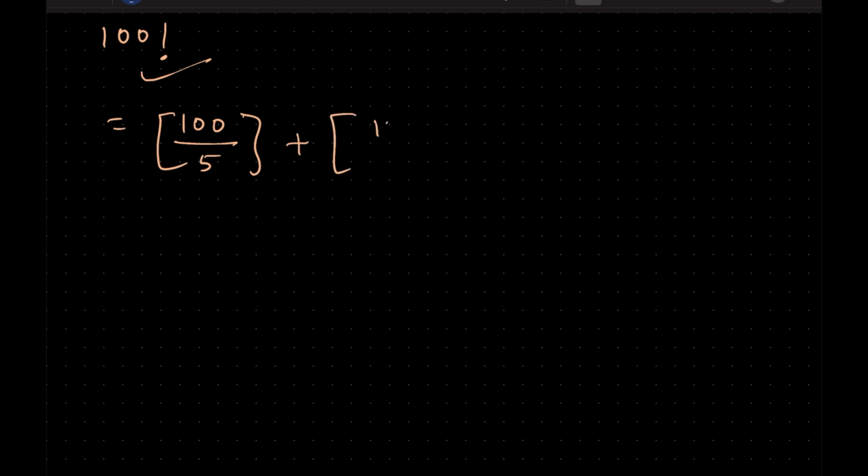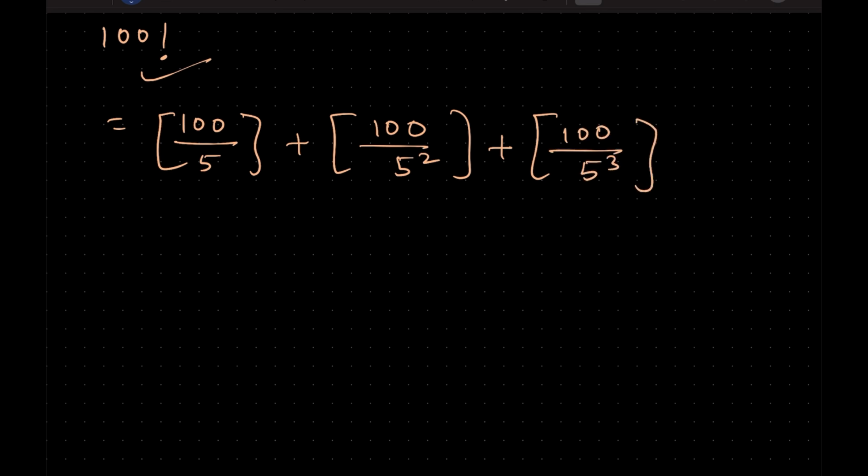So let's take an example. Suppose 100 factorial. We have to find the number of zeros in this. So the formula will be floor of 100 by 5, plus 100 by 5 square, plus 100 by 5 cube, plus 100 by 5 to the 4, and so on.